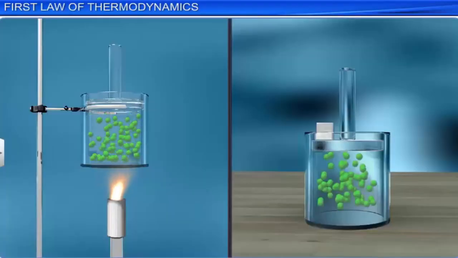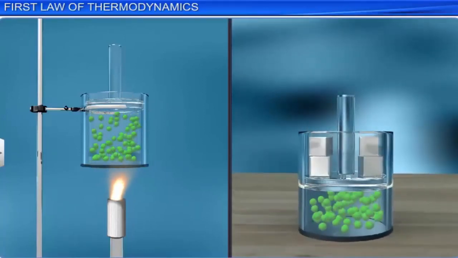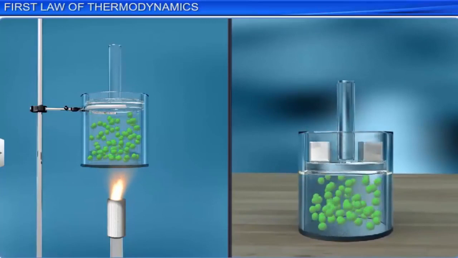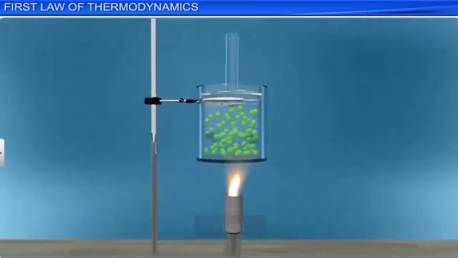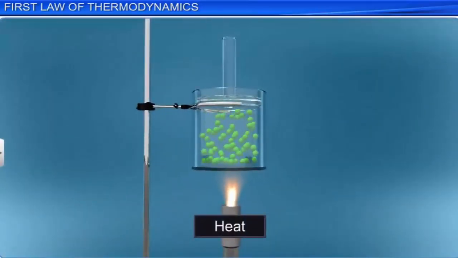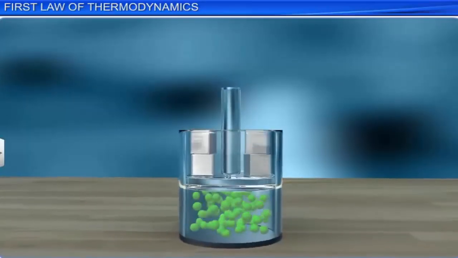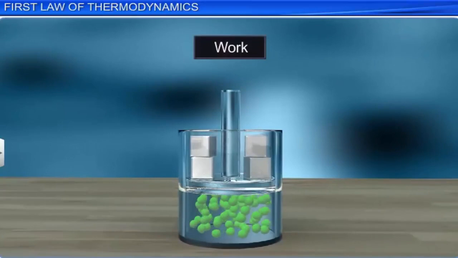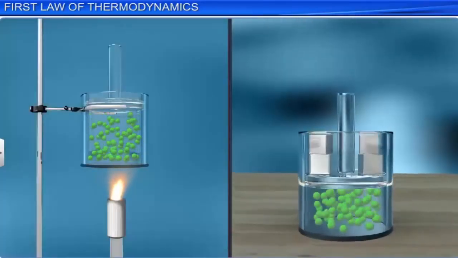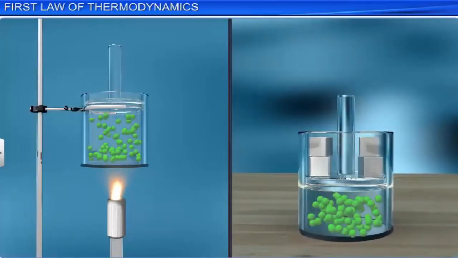You have already learnt that there are two different ways to transfer energy to a system. One is by heating the system and the other is by doing some work on the system. The internal energy of the system may change during this exchange of energy with the surroundings.